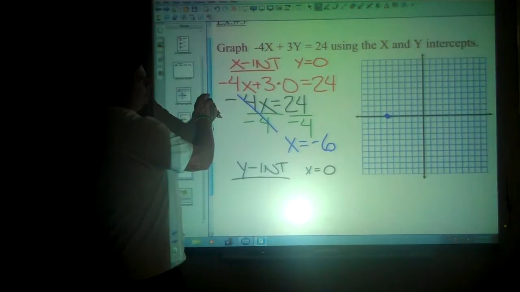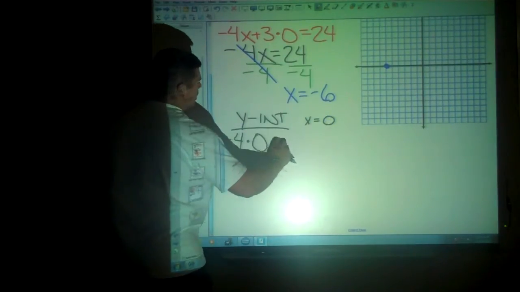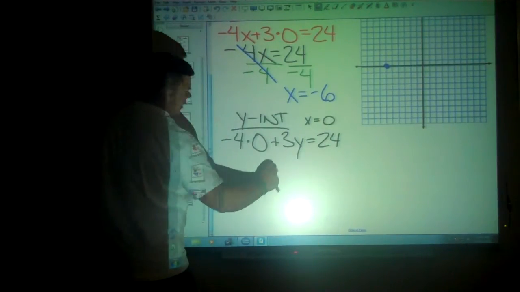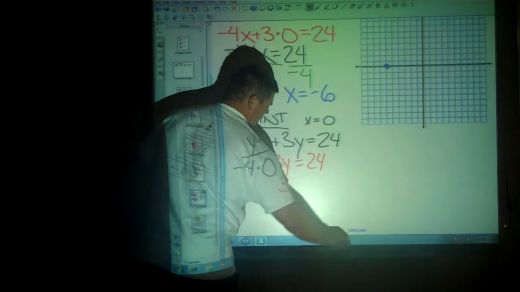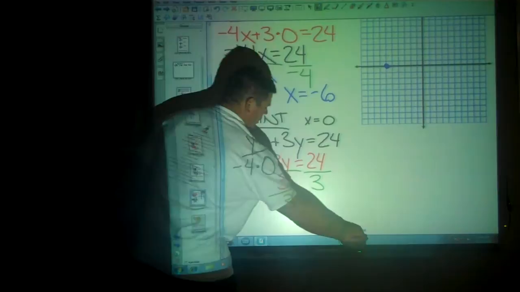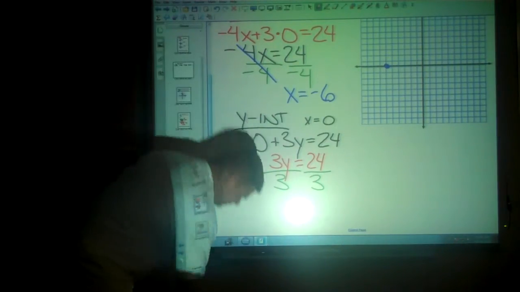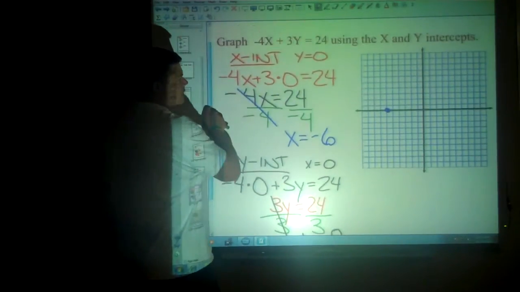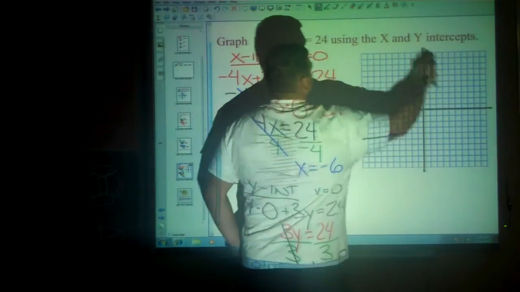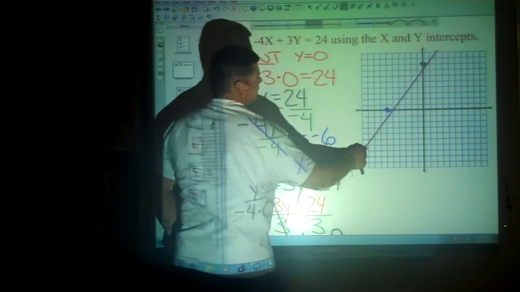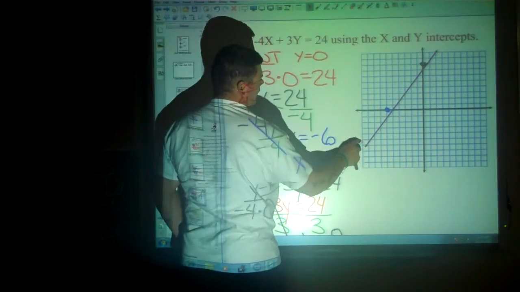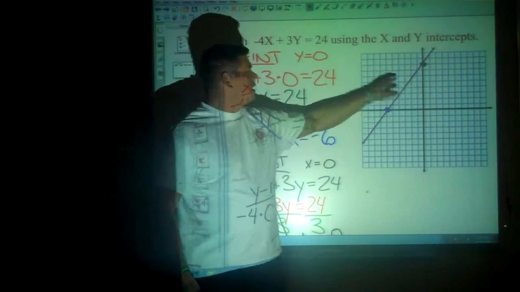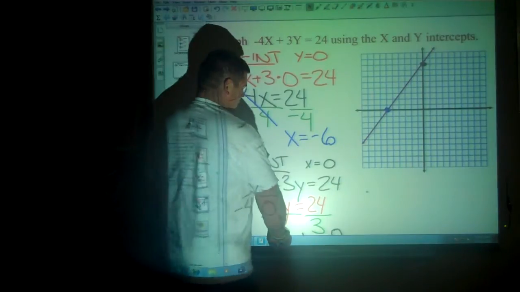So we take the exact same problem and we go negative 4 times 0 plus 3y equals 24, which means all this cancels out, leaving us with 3y equals 24. And we divide by 3. And our final answer is y equals 8. And at y equals 8, I should have a dot right there. So all I need to do is connect the two, and I have my graph for the values. And anything on this purple line would work in this equation.